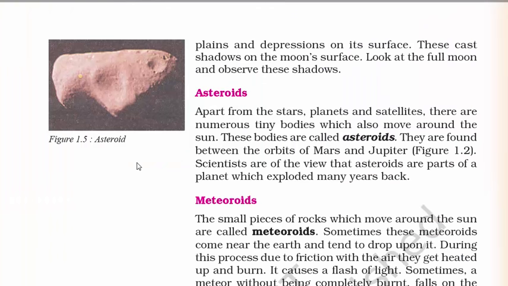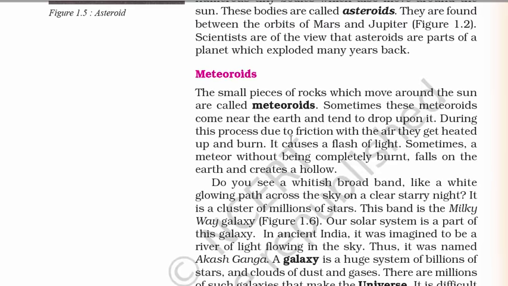Now let's move on to the next page. In this page, we will read about asteroids and meteoroids. Apart from stars, planets and satellites, there are numerous tiny bodies that move around the Sun. They are called asteroids. You must have seen all of those sci-fi movies, right? Apart from stars and planets, you see all those flashy things that move from one place to another in space. Those are nothing but asteroids. Just remember that. And one important thing: they are found between the orbits of Mars and Jupiter. Previously, we read that there is an asteroid belt located between Mars and Jupiter. So just remember, MJ, Michael Jackson, and there is a belt, the asteroid belt. Let's go to meteoroids.